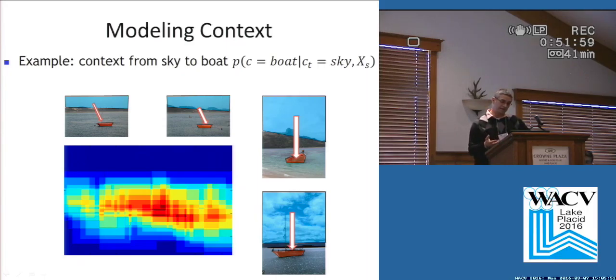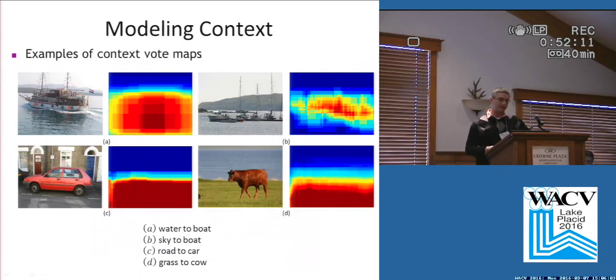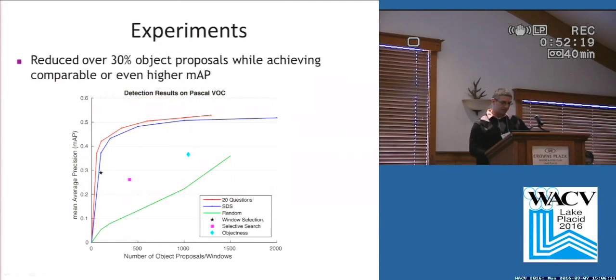What's different from the standard co-occurrence model here is that we also want a co-occurrence model that varies spatially, not just for the environment as a value. And we can do this for many pairs of categories, like water to boat, sky to boat, road to car, and grass to cow. I'm not going to go into any more details. I'll leave those for the poster.